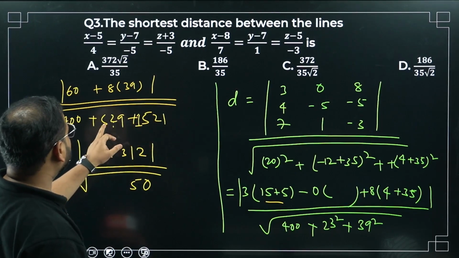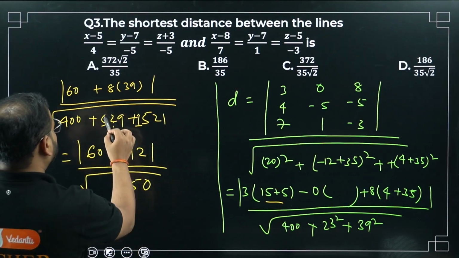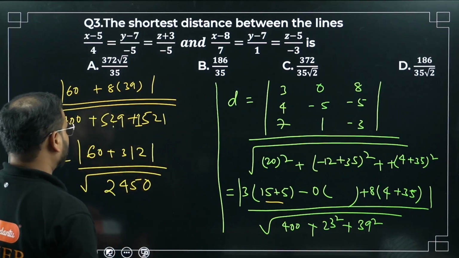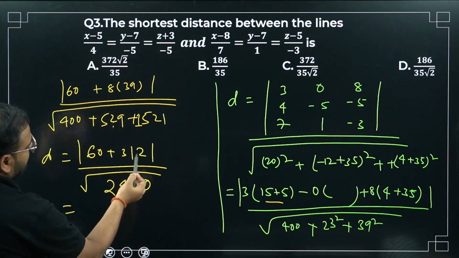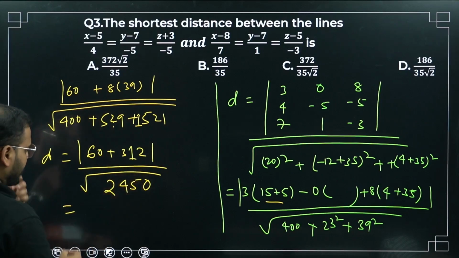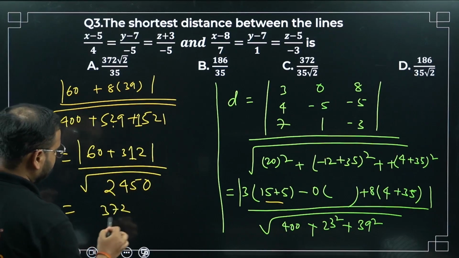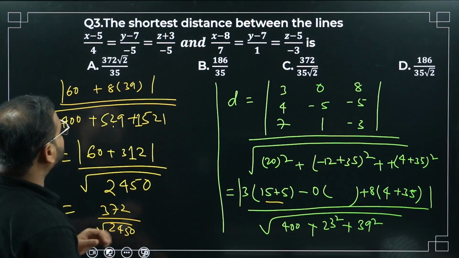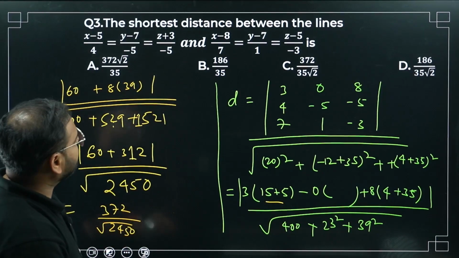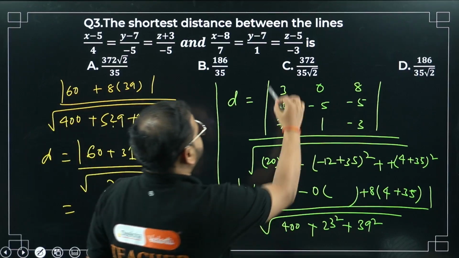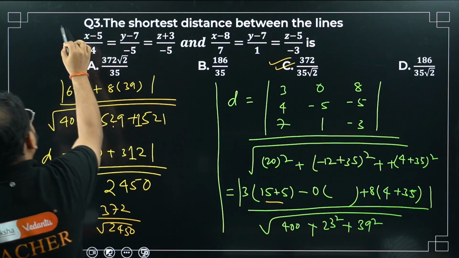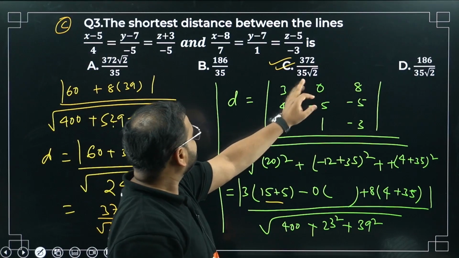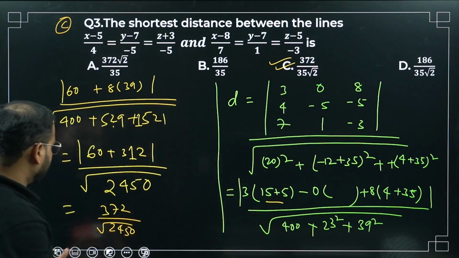Now I'll do 5 plus 5 is 10. 10 plus 4 is 14. Carry is 1 plus 1. So 2450. Numerator, what is coming? 312 is there. So 372 upon root 2450. Please check for the option, bacha. Option coming is only C, right? Please cross check. Option C is the correct answer. Have a look. Right? Please check. This is your answer, bacha.